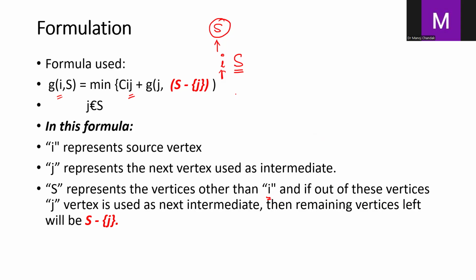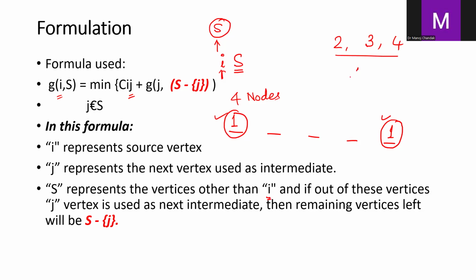because suppose there is a graph of 4 nodes, then there will be a path in which there are five different vertices. If we take the first vertex as the source, then this vertex will be repeated at the start of the path and at the end of the path. Then the remaining vertices in the graph, like 2, 3, 4, can be considered as vertex j, and this can also be considered as set S.